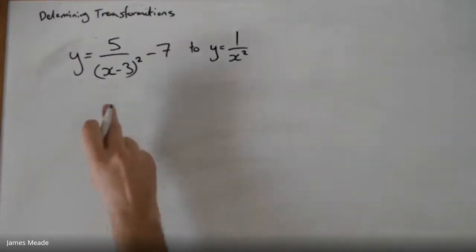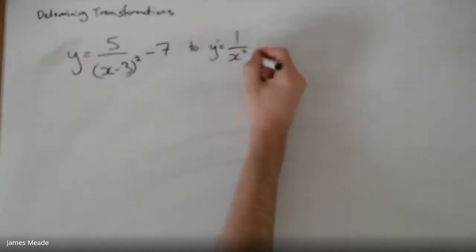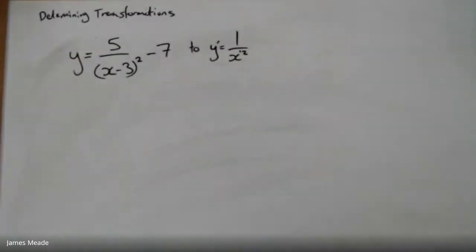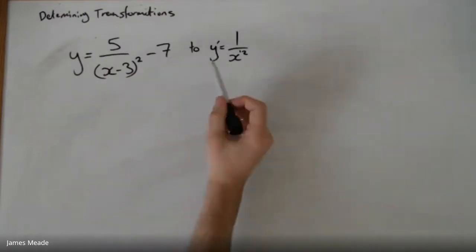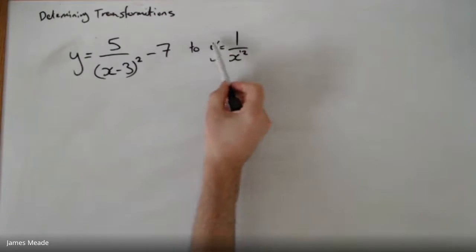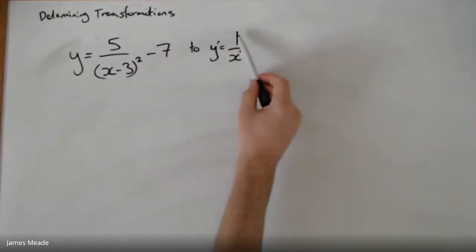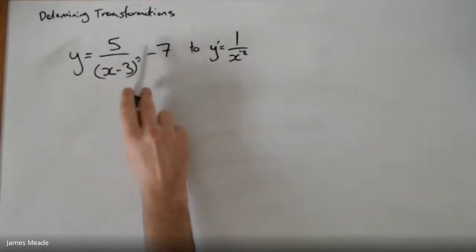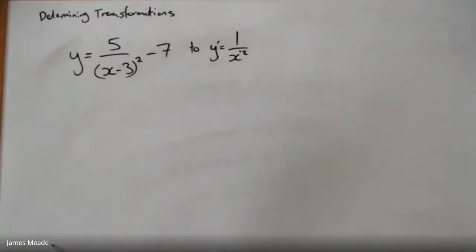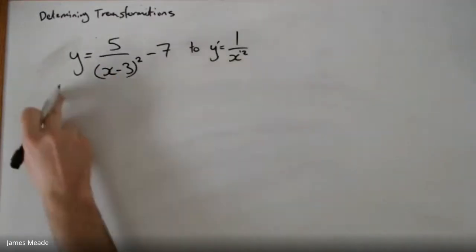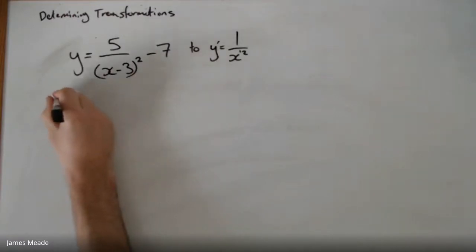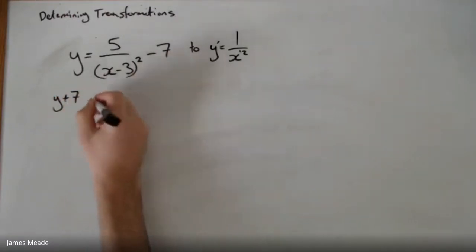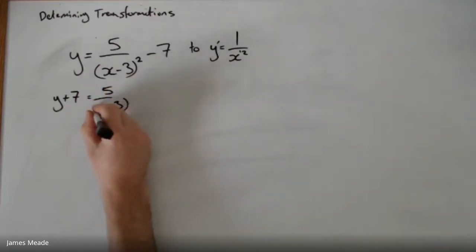So let's put our image dashes in our second equation, and let's try and make them look as similar as they can. I just want everything on the left to be in terms of y, and then I just want 1 divided by something squared. So I've got to move all this other stuff, the 3, 7, away. So let's plus the 7 over. I would get y plus 7 equals 5 on x minus 3 all squared.